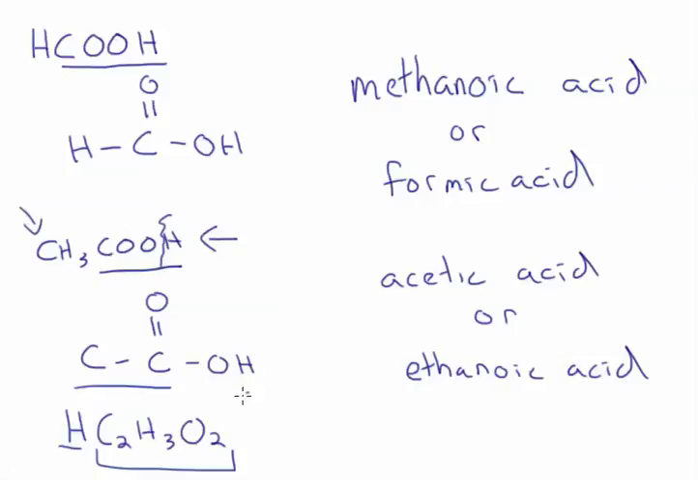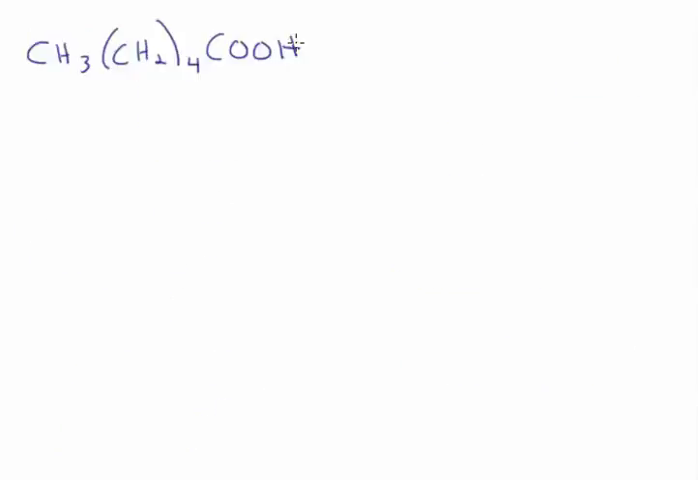Let's look at this example. So we have this carbon and then we have 4 in a row when we expand it. 1, 2, 3, 4. And then we have our carboxyl group. If we count, this is always on the first carbon.